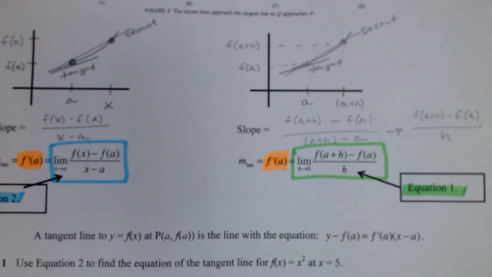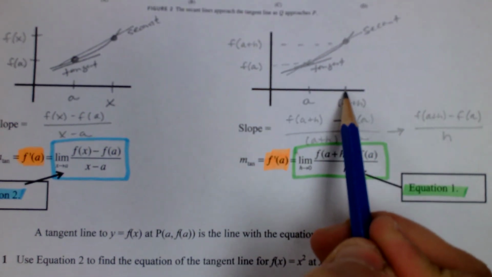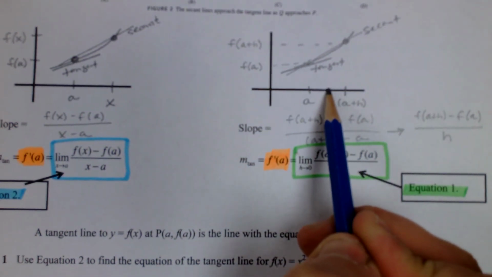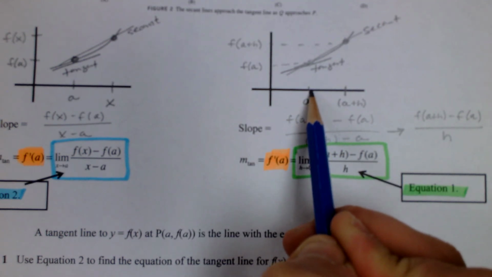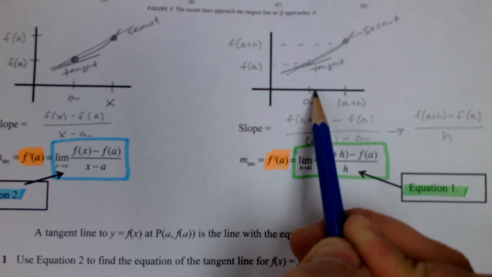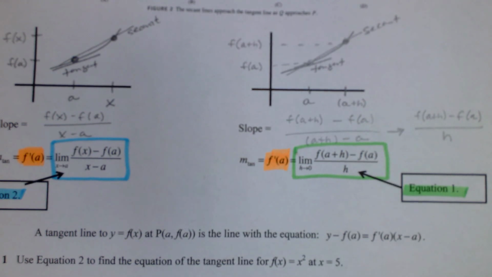So I think it makes sense, as h goes to 0, this a plus h is going to get closer and closer to the actual a value because you're adding smaller and smaller increments. That's what we're doing there.